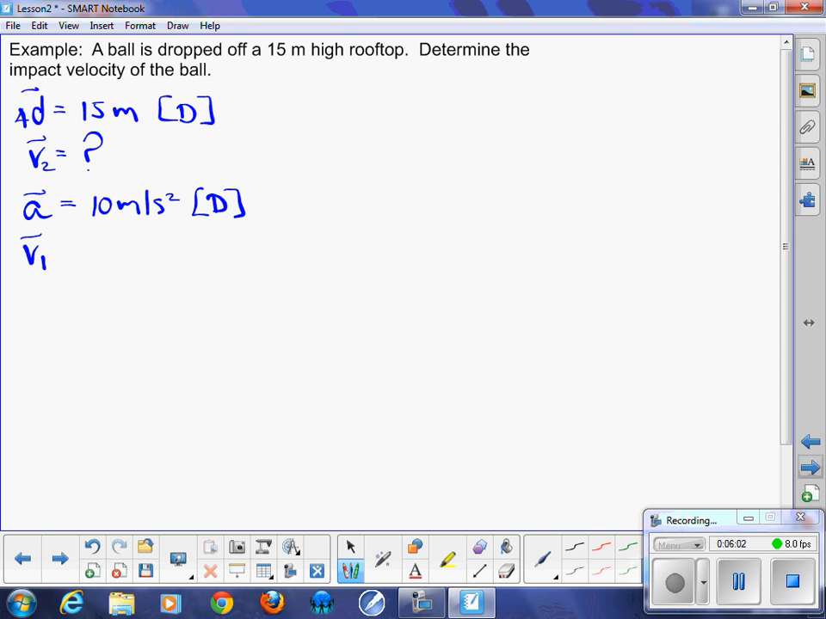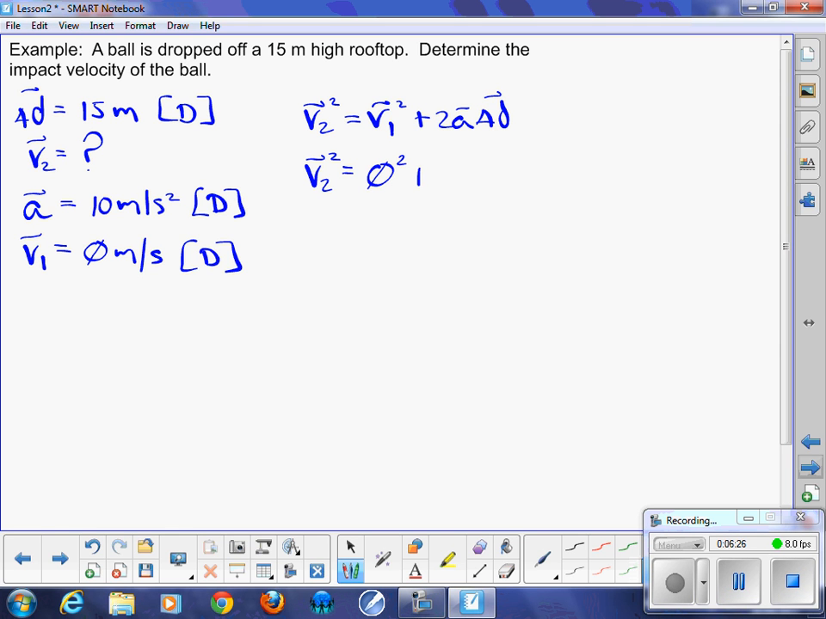So the initial vertical velocity was 0 meters per second, and the direction doesn't matter. So there we are. We have our pieces of information. We have 3 pieces, so we can find a 4th. Again, just decoding, going back to your formula sheet, you need to use the appropriate formula. So we are looking for V2 this time, final velocity.